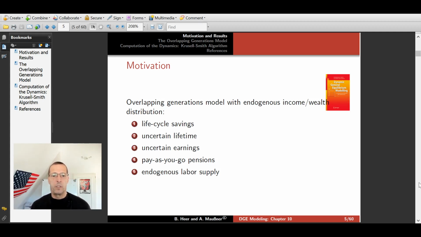The model also features pay-as-you-go pensions, which is important to explain savings in our economy. If you get a high pension, as in most of the continental European countries, people save less. And in countries like the United States or Great Britain, the pension replacement rates are lower, so people have to save a higher portion of their income to have a good life in old age. So we model pay-as-you-go pensions.